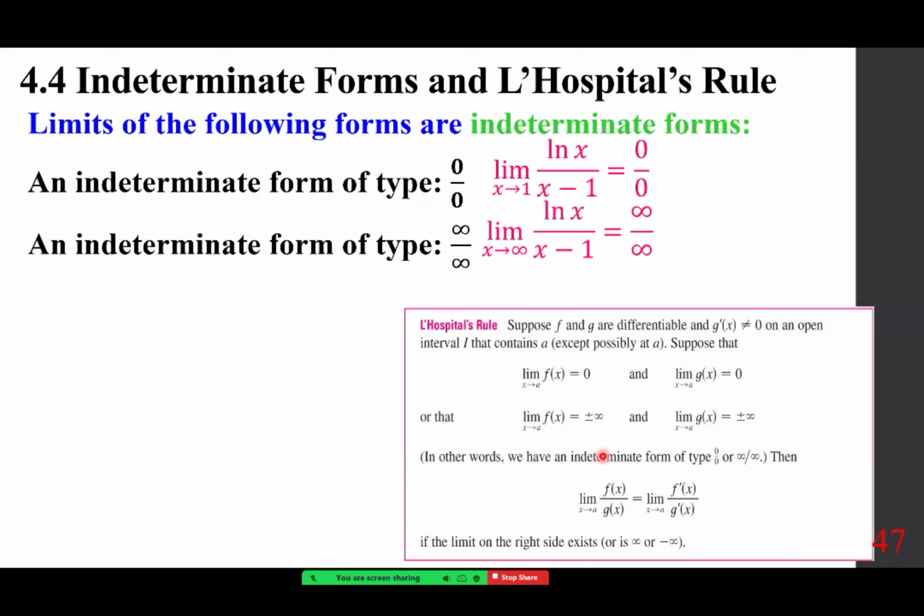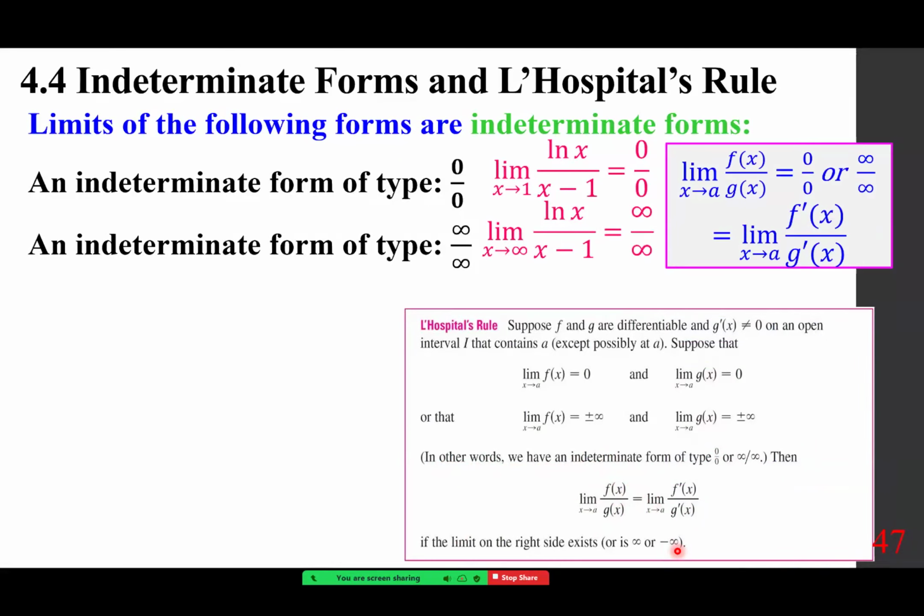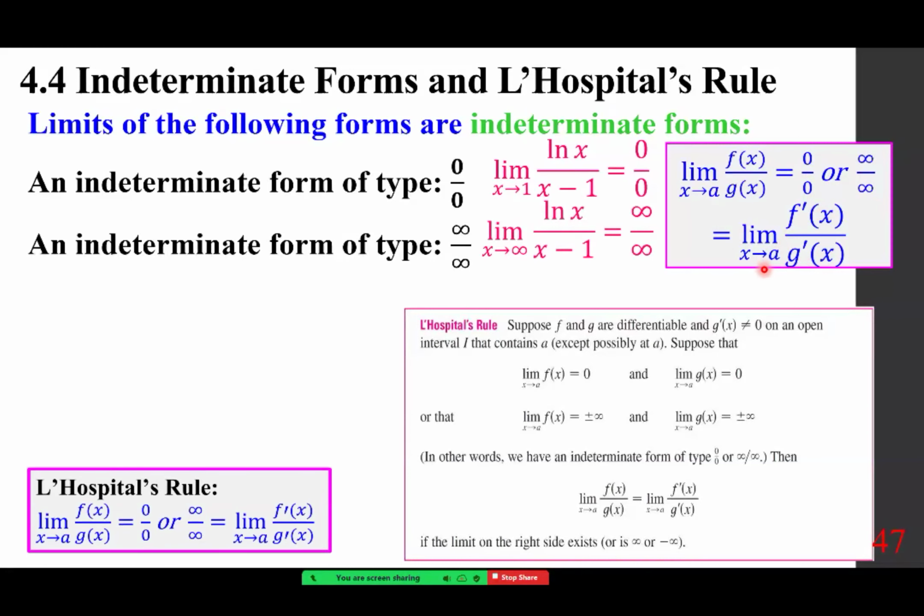And this limit, the limit of f of x over g of x as x approaches a, is the same as the limit of f prime of x over g prime of x as x approaches a. Please do not mix this up with the quotient rule of differentiation. We take the derivative of the top, we take the derivative of the bottom, and it works. Of course, if the limit of the right side exists. So if you show the limit of f of x over g of x is 0 over 0 or infinity over infinity, then you can use L'Hopital's rule and say it's the limit of f prime over g prime as x approaches a. That's the bottom line. That's called L'Hopital's rule.